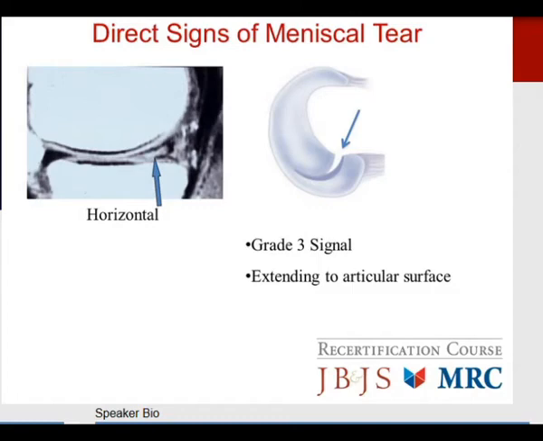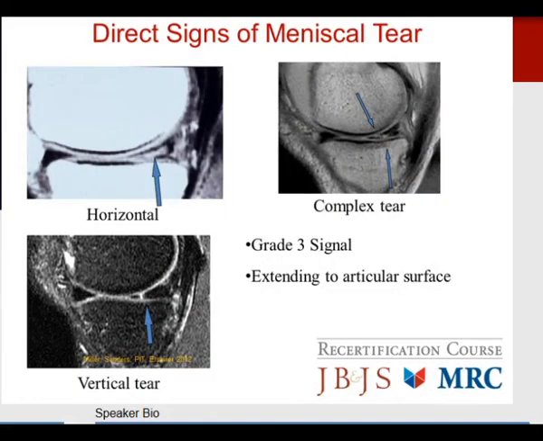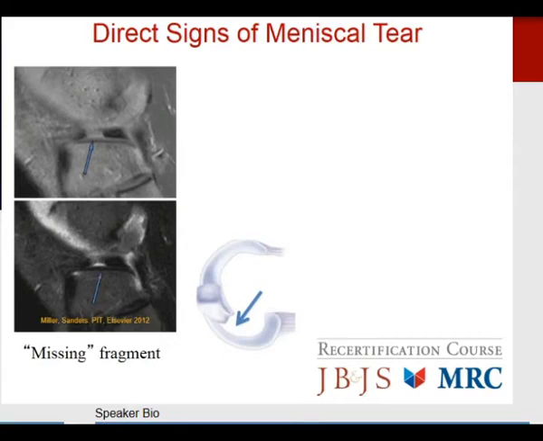You need to be familiar with the direct imaging signs of meniscal tear. Grade 3 surfacing signal, or anything that goes to the surface of the triangle, is indicative of a tear. We can see a horizontal tear, a vertical tear, complex surfacing signal indicative of a complex tear. Another direct sign of meniscal injury is a missing meniscal fragment.